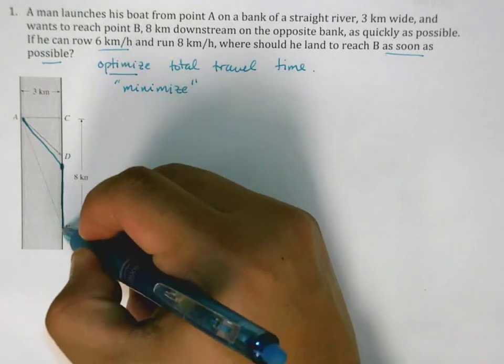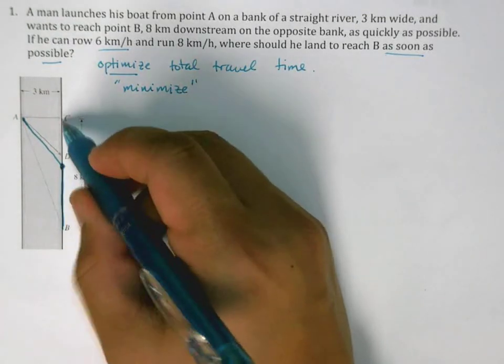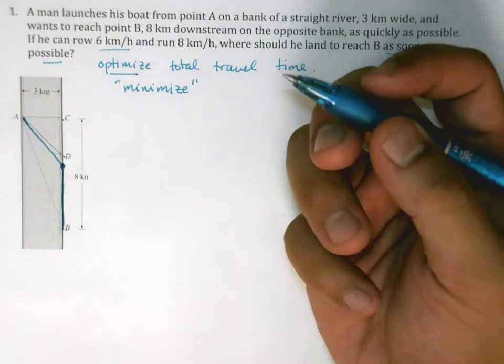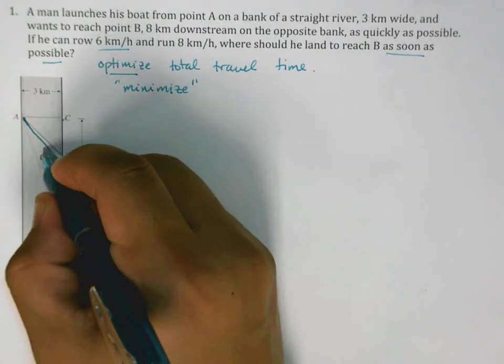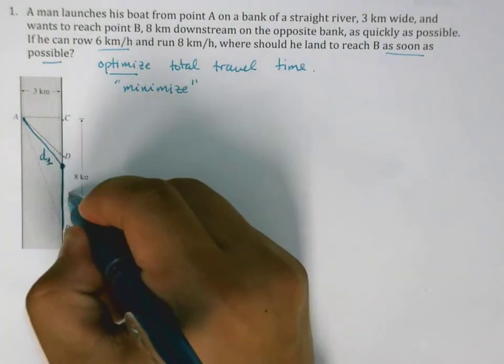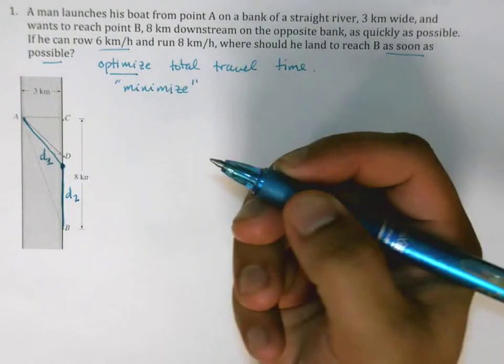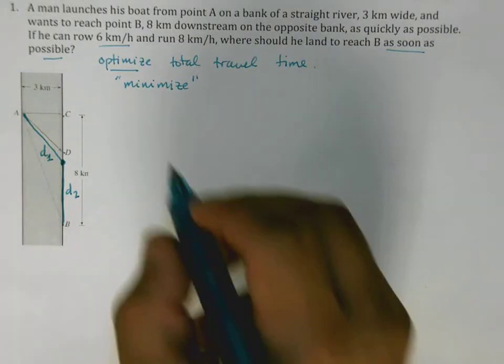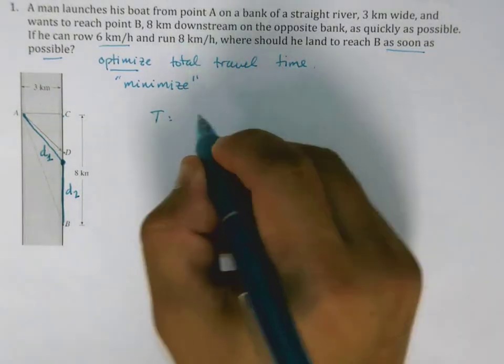And this spot is variable. It could be right here at point D, or somewhere along here, anywhere. I'll call this distance D1, and I'll call this distance here D2. Now we're going to set up some relation between D1 and D2. So let T equal total time.